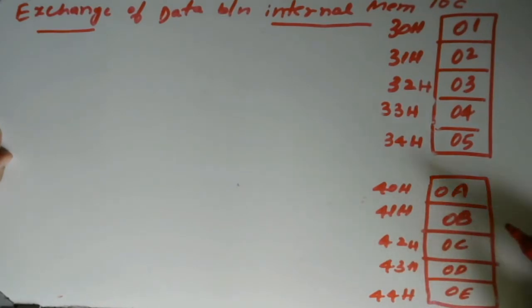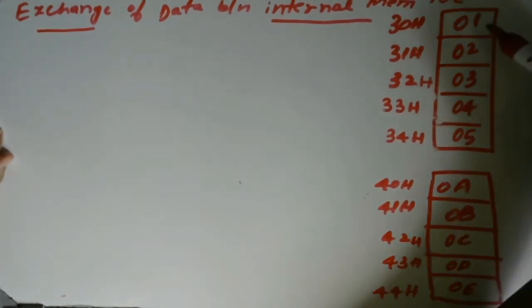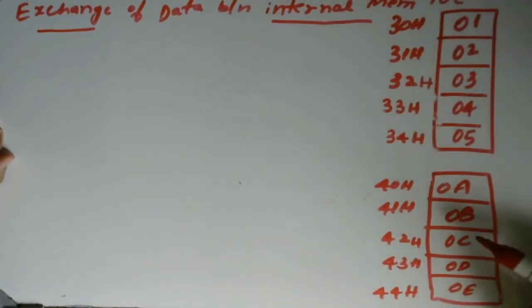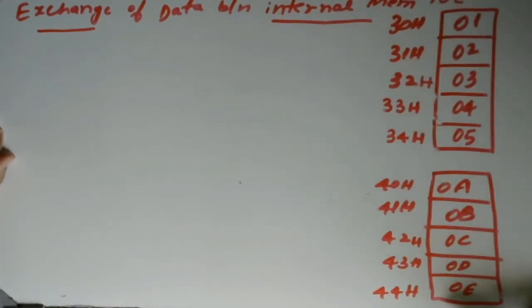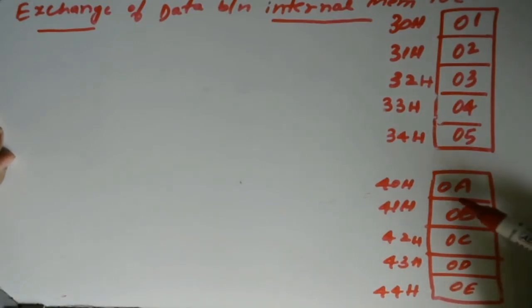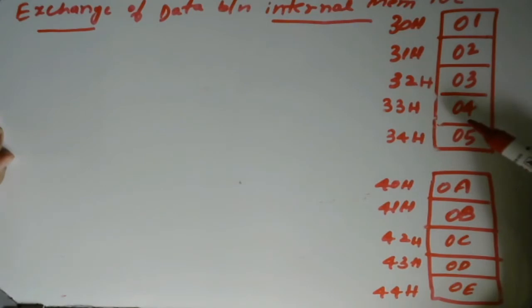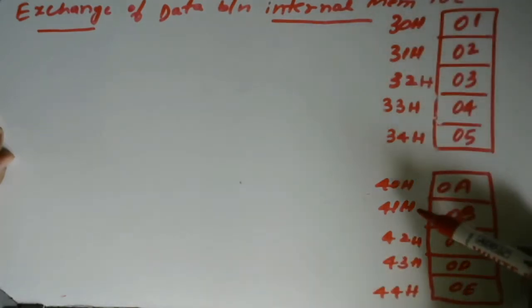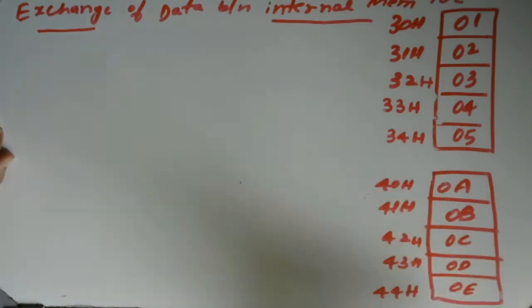So what we need to do here is, whatever the contents stored from 30H to 34H should be copied into 40H to 44H locations. In the same way, the contents of 40H to 44H should be copied into 30H to 34H locations. So a simple way to say it is we need to exchange the data between 30H to 34H and 40H to 44H.